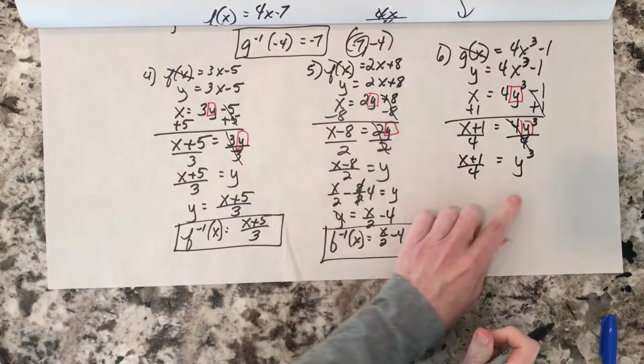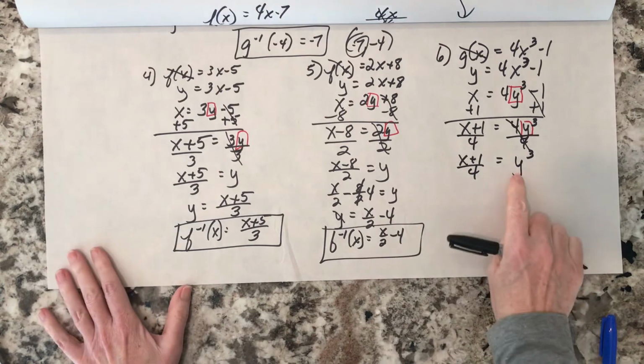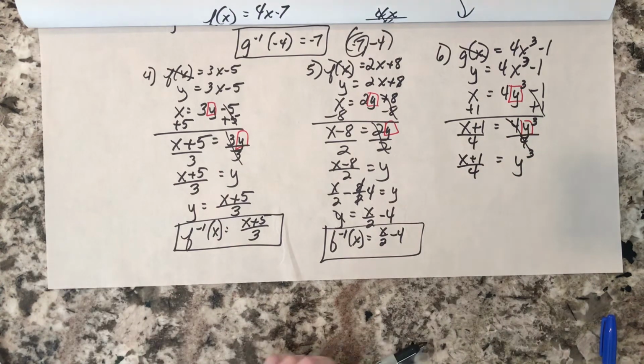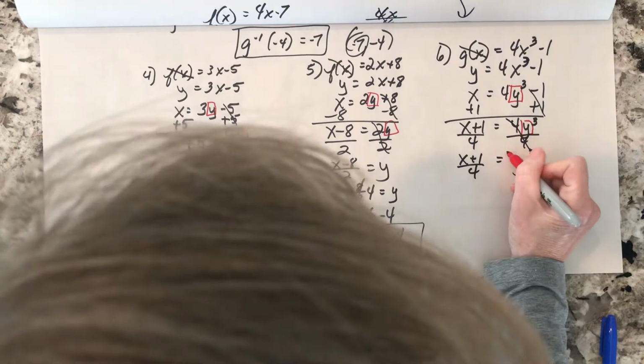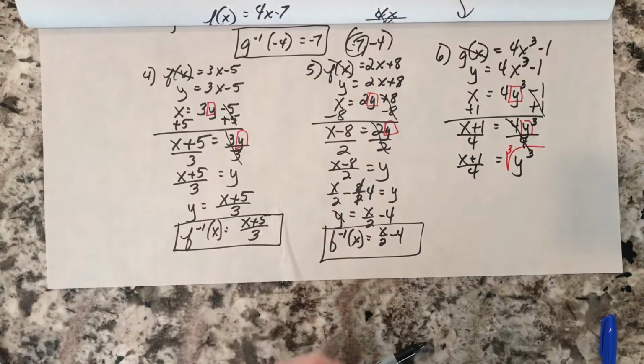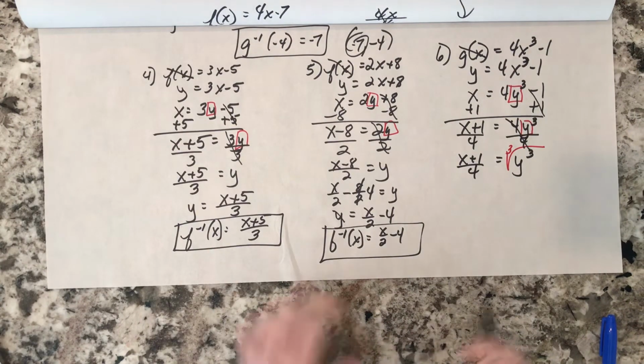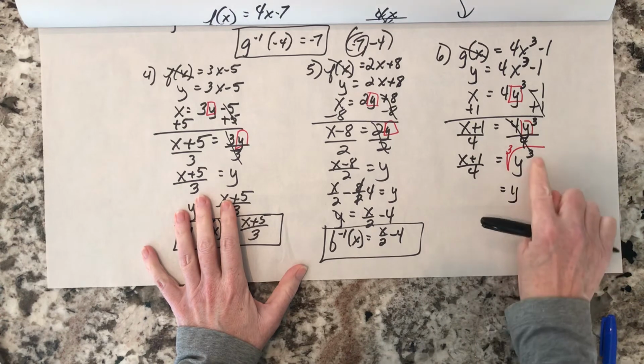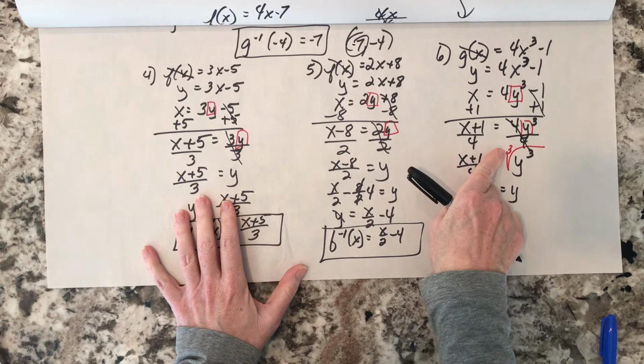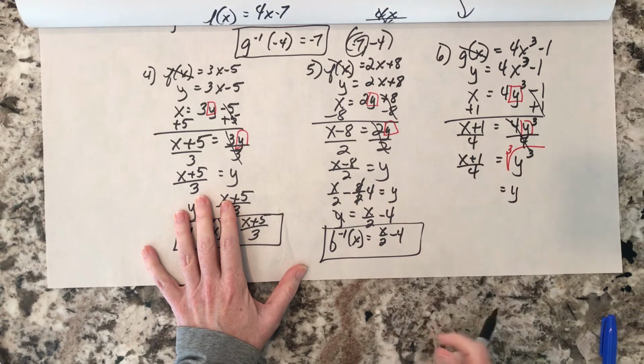And then in order to isolate y, this is y to the 3rd power. What I'm going to need to do is take the 3rd root of it. That's the opposite, and that will isolate y. Cubing something and uncubing something cancel each other out.